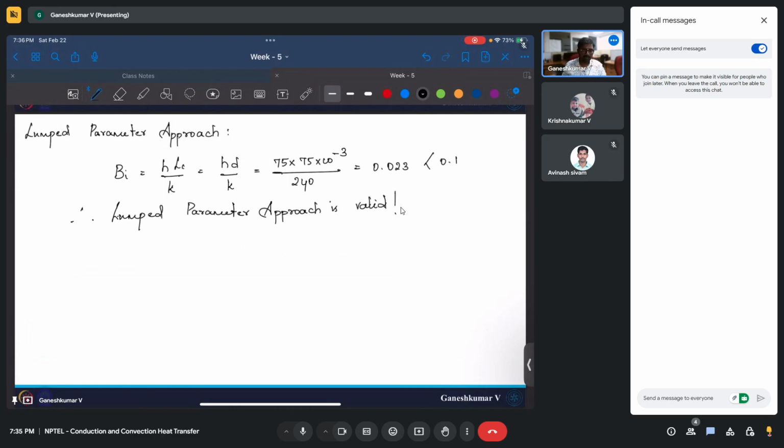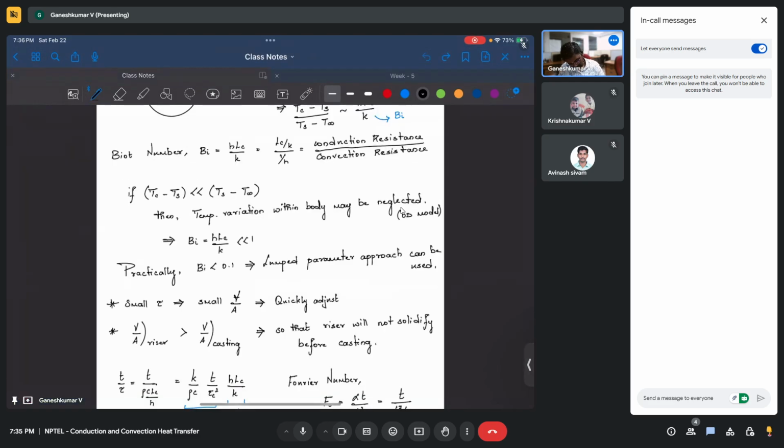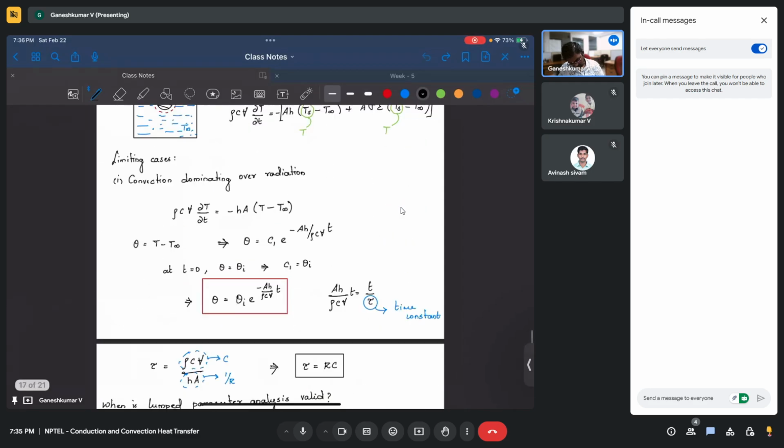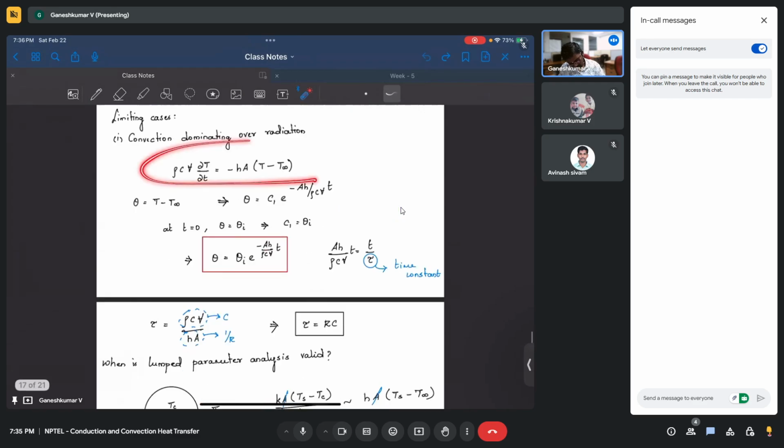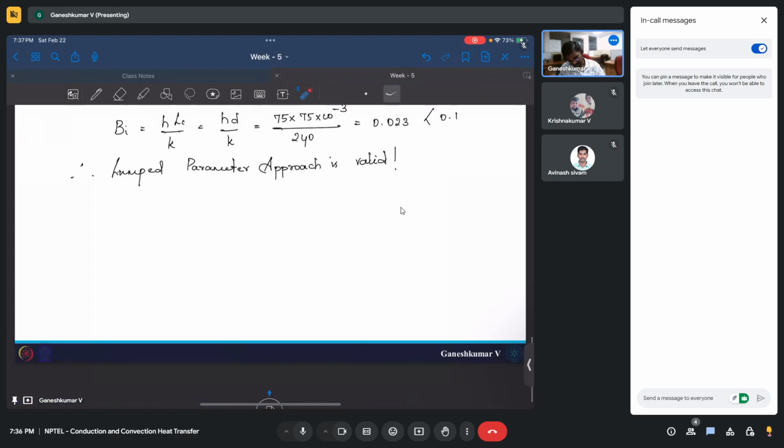Okay, so this is fine. Which means you can do this calculation. You can write your energy equation, energy balance like this, and then you change into theta, perform integration, and apply the initial condition. You will end up having this. So maybe we will take from there.